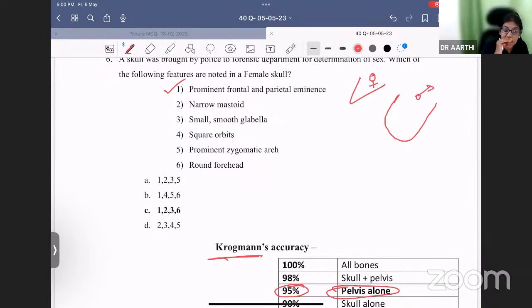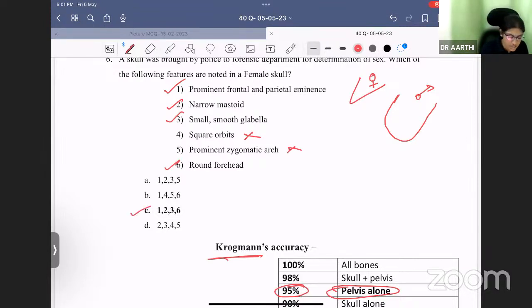The next is the glabella. Because of the muscle pull, males have more of a prominence over here. Females have a smooth and small glabella. The orbit is round, no sharp structures, no squares, round, circular. Prominent zygomatic arch in males again, because of the muscles. Females don't have that, and have a more round forehead. So C becomes our answer.